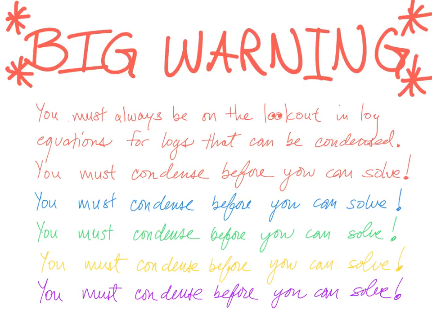Big warning here. Huge warning. There are 4 stars. 1, 2, 3, 4. That's how big of a warning it is. Big red lettering: you must always be on the lookout in log equations for logs that can be condensed. If you go back to the solving process, the first step is to make sure you only have one log on each side of the equation.